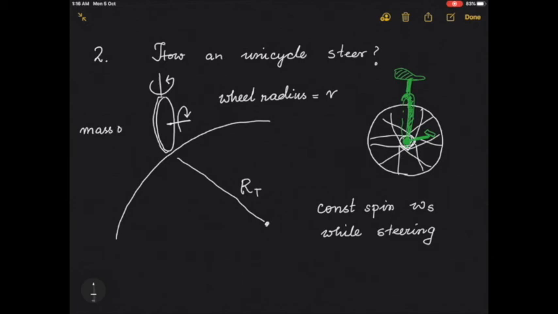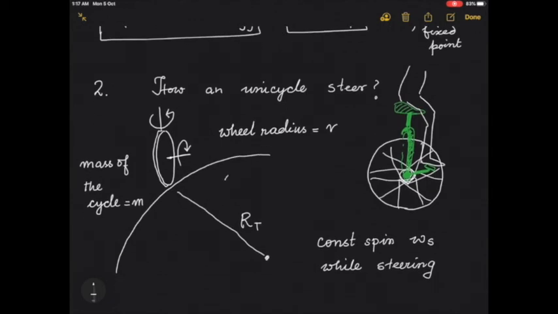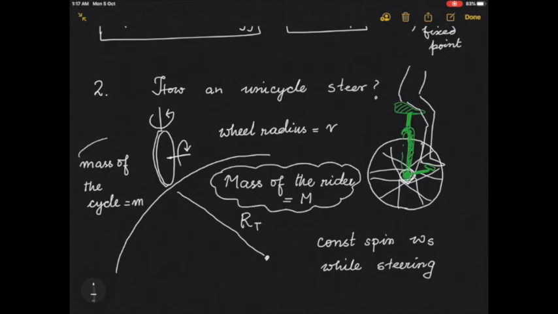Mass of the cycle is small m, and you can imagine there will be a rider on the top of the cycle. The rider will be sitting like this, and the mass of the rider is say capital M. So these are the parameters given to you to work out this example.